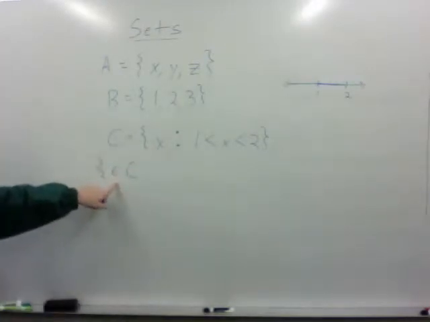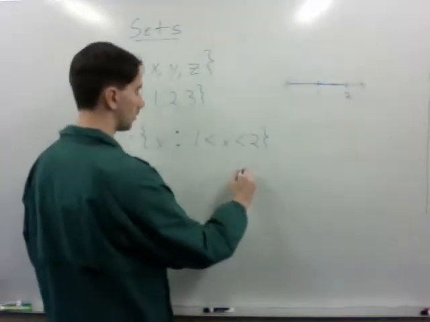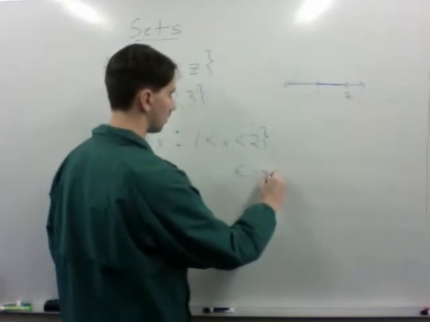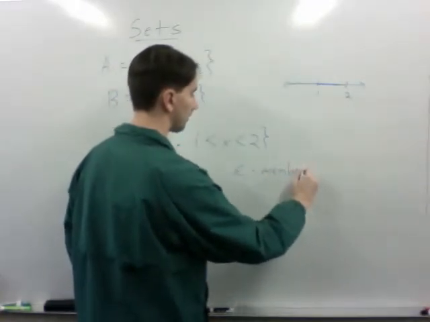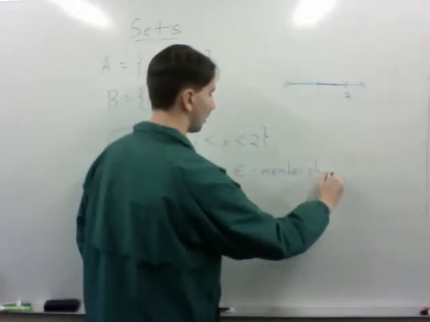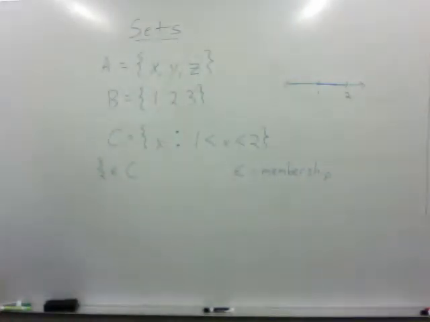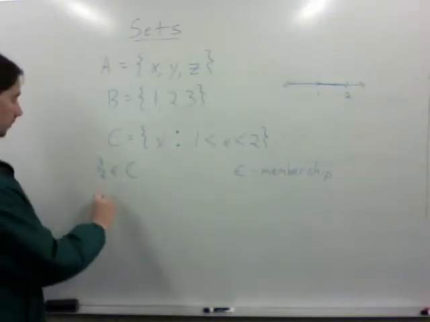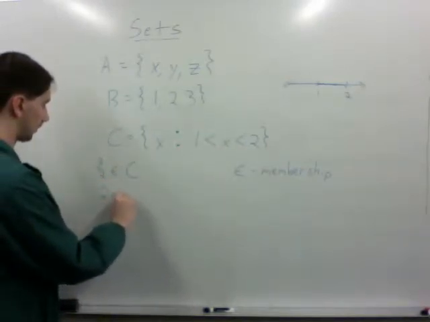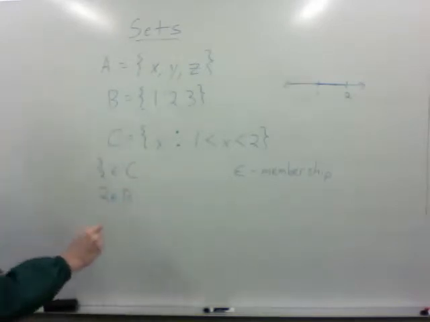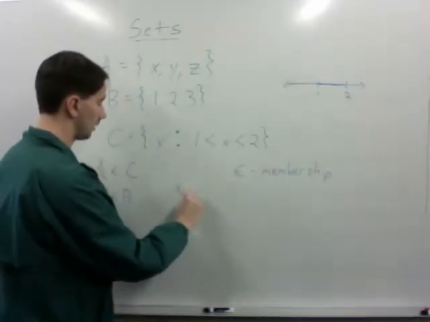So, for example, the point 3/2 is an element of C. This symbol is the membership symbol, and we use it to denote "belongs to." So 3/2 is an element of C. 2 belongs to B; it's an element of B. X is an element of A.